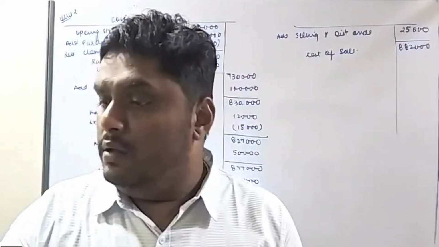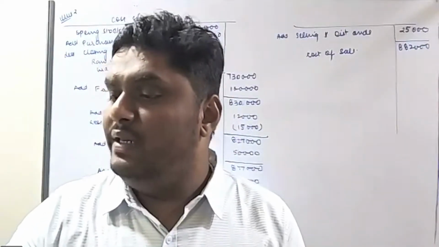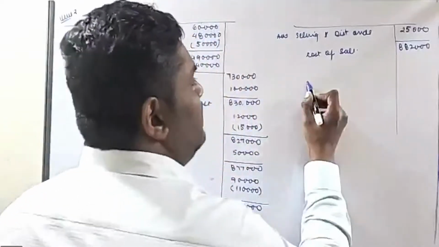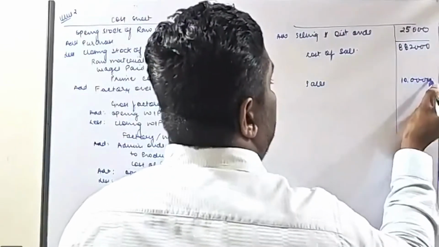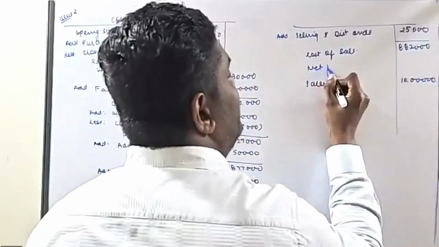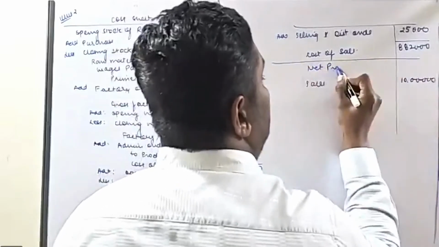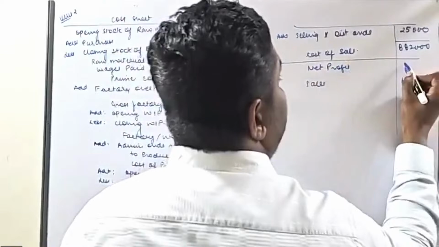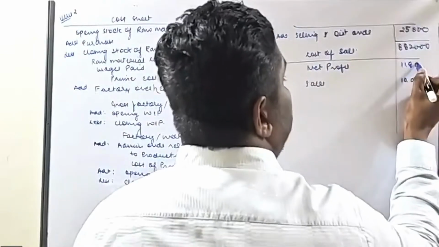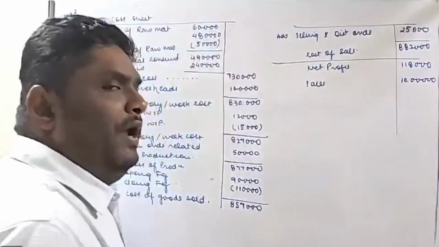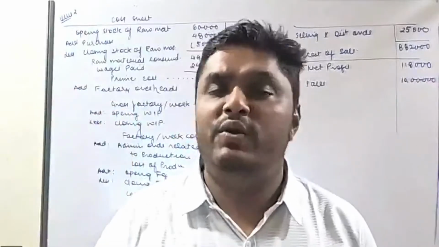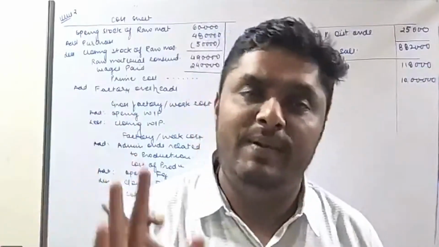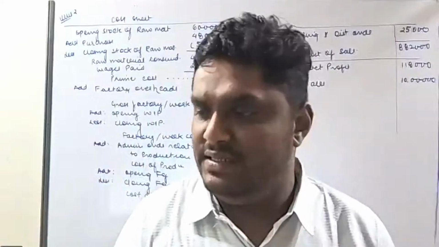Now, the question is also asking us to calculate the net profit. Here, the sales is given, that is 10 lakh. So my net profit will be what? My balancing figure. That is 1,18,000. So the point is, you have to stick to the concept. You should be thorough with the format. You can solve any question on cost sheet. But yes, it requires a bit of practice.